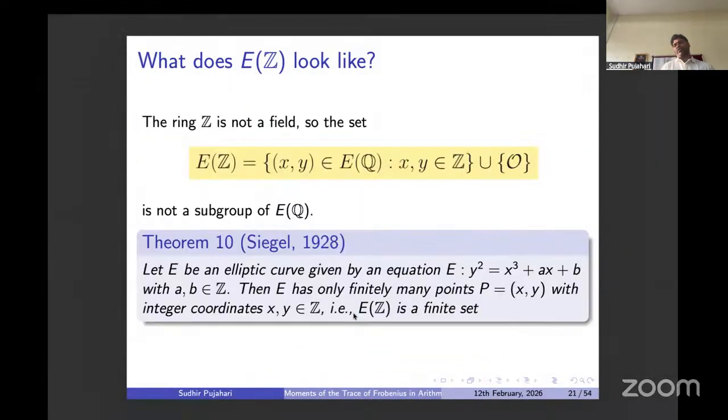So what about the points on an elliptic curve that have integer coordinates? That need not be a subgroup. And Siegel in 1928 showed that the set of points on an elliptic curve where both coordinates are integers is finite. There are only a finite number of such points. Then it's a very natural question: someone can ask how many. What is your upper bound? How many such points are there given an elliptic curve over Q?